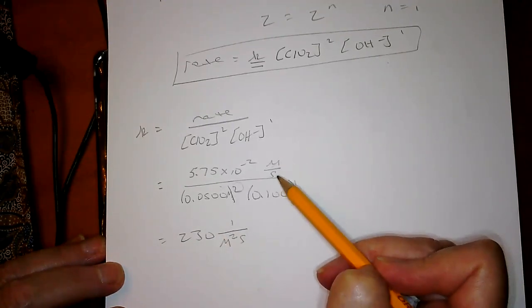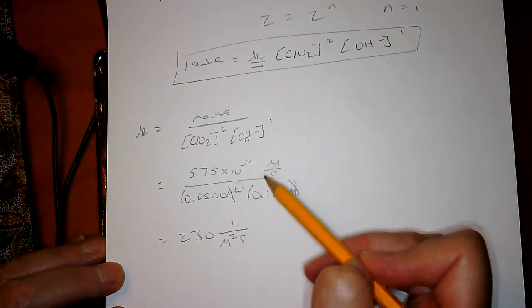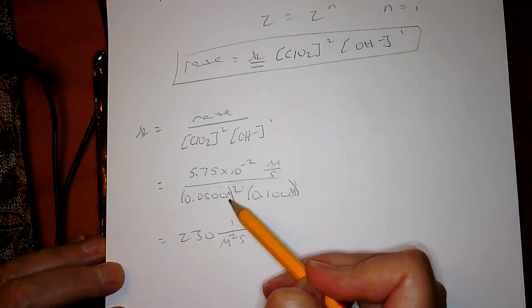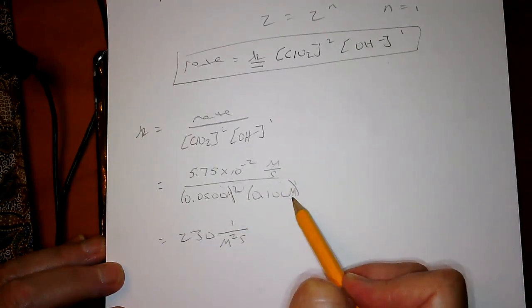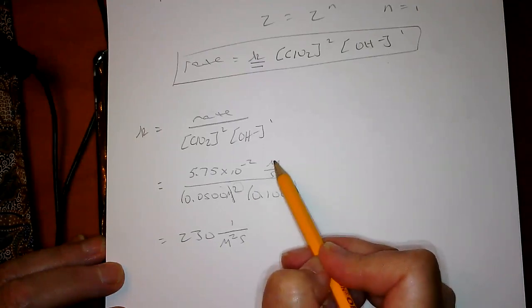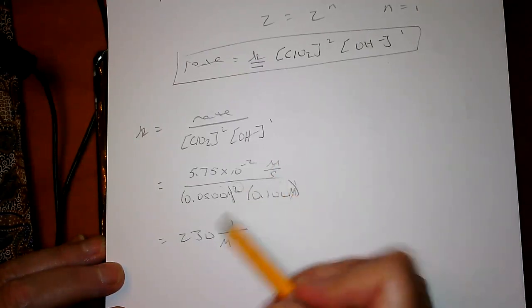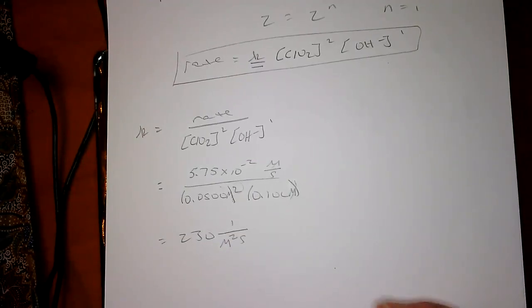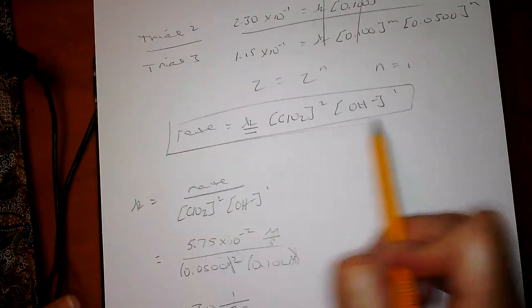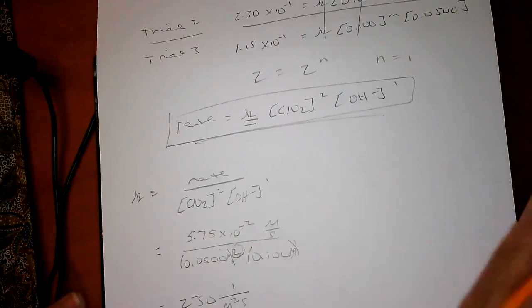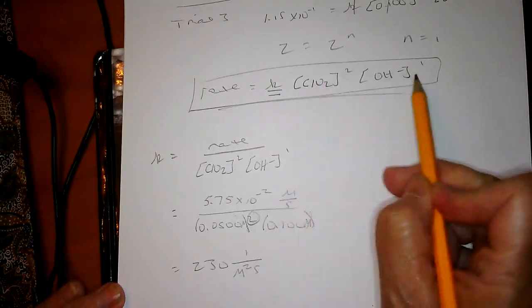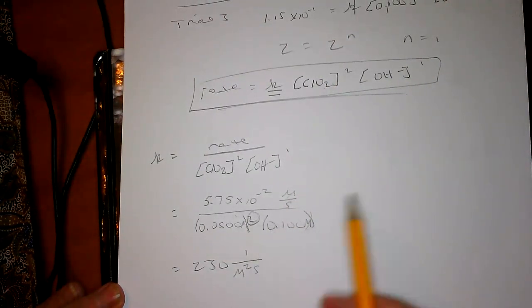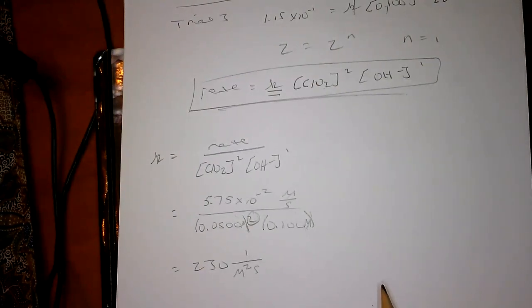Units: molarity per second, or moles per liter per second, is my rate. I'm dividing it by molarity squared and by molarity, so one of my molarities cancels out, and I'm left with 1/molarity squared seconds. We could also write that as liters squared per mole squared second. It means the same thing. One of the real common mistakes is that you figure out the rate expression, but then forget to square the number when you do your calculation. The reason you figured this out is so that you can carry it down and use it here. Okay, questions on number three?